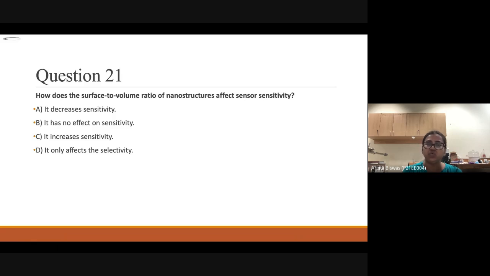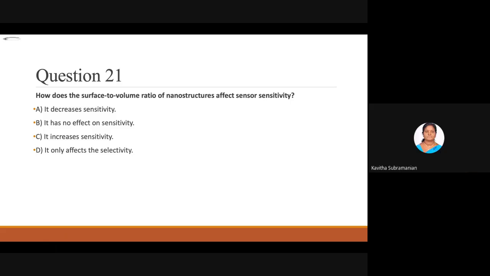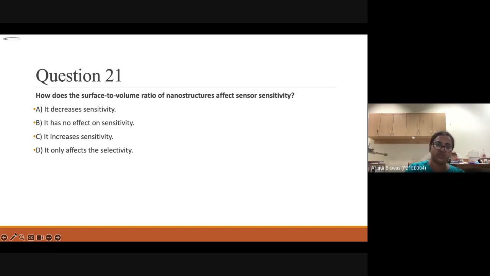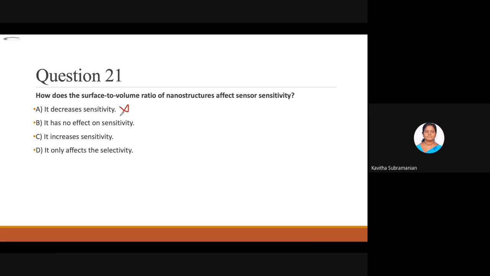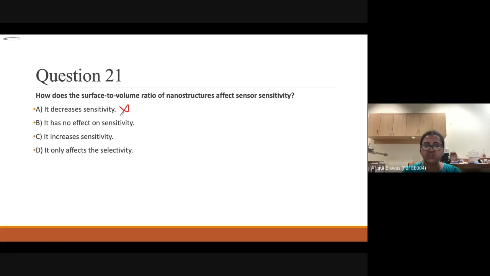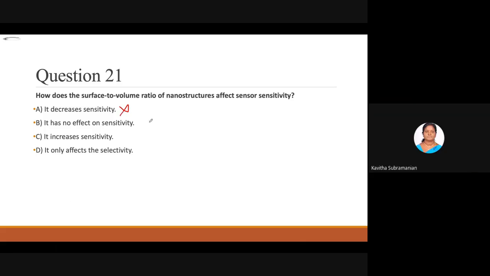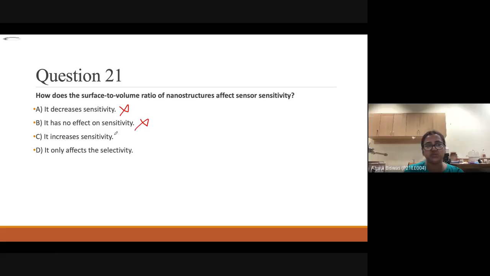More surface area, so more molecules absorb on the surface. So it decreases the sensitivity. No, more area means more interaction. So this option is not the right option. Then tell me about the second option. It has no effect on sensitivity. Why? That is wrong, ma'am. This is wrong.